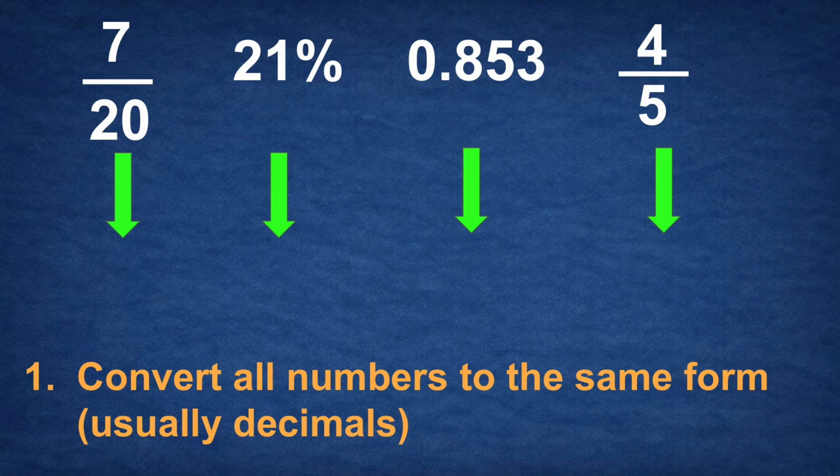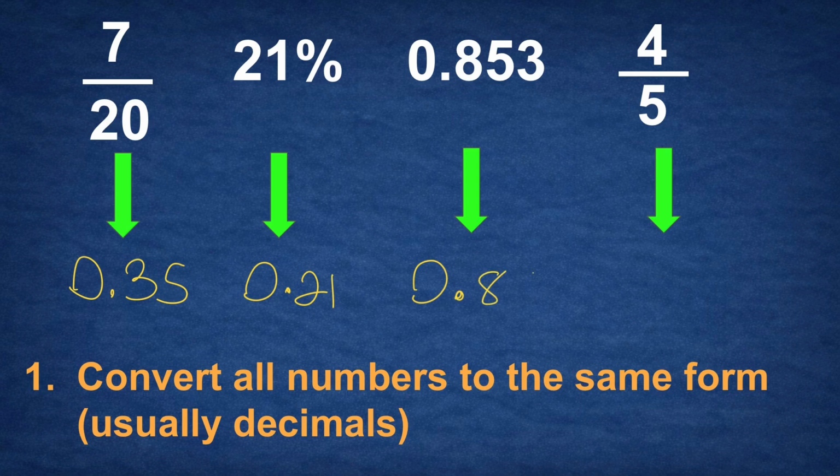Now, if you have not seen my video on how to convert fractions to decimals or percents to decimals, I encourage you to go check that out. But in the meantime, we're going to go ahead and convert all of these numbers into decimals. So for 7/20ths, we got 0.35. And for 21%, we've got 0.21. 0.853 is already a decimal, so there's no converting necessary there. And 4/5 is going to be 0.8.